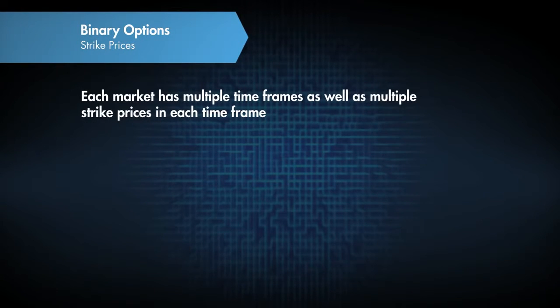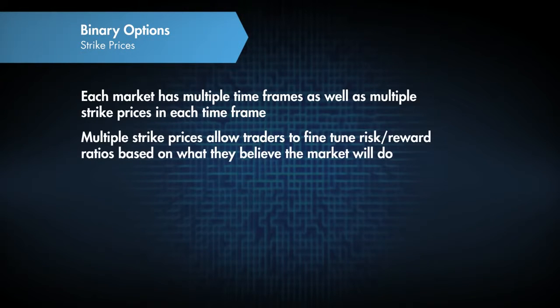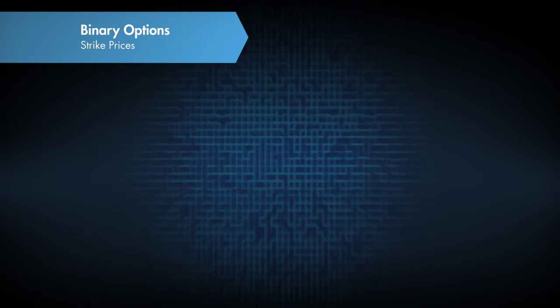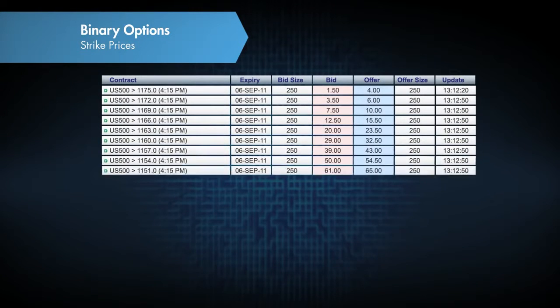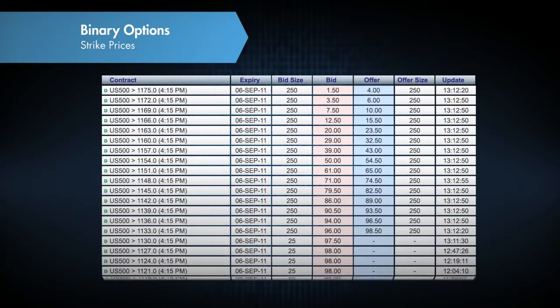Binary options. Each market Nadex offers, such as equity indices, commodities, currencies, each underlying market has multiple binary timeframes as well as multiple strike prices within each time frame. The multiple strike prices allow traders to fine-tune risk-reward ratios based on what they believe the market will do. So let's take a look at what we could call a binary options chain.